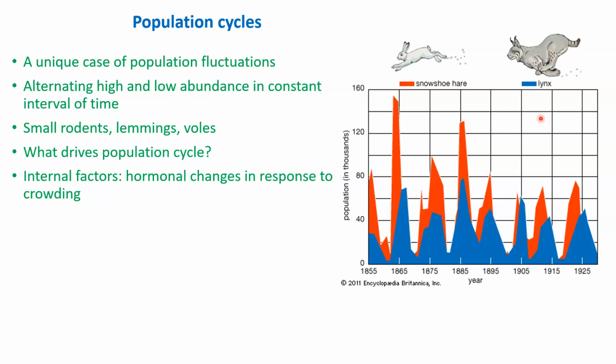One of them is actually predation, and we will come back to that. I've already explained that a little bit. Some of them are internal. Some of these population cycles are generated in response to overcrowding.